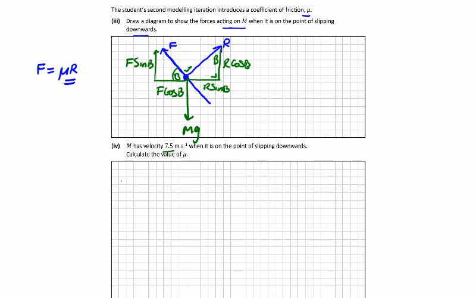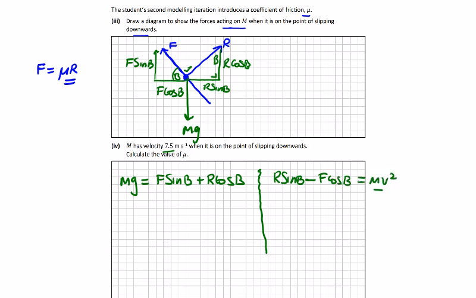So what have I got? I have mg equal to F sine beta plus R cos beta. That's up and down. Left to right, I'm going to get R sine beta minus F cos beta is equal to mv squared over r. So the easiest way of substituting here, I think the best way is to equate two values for R.